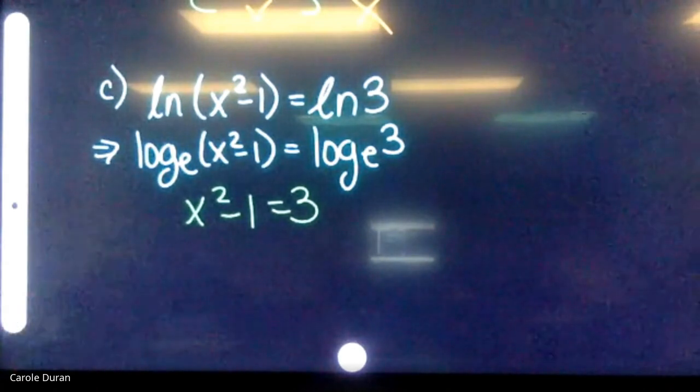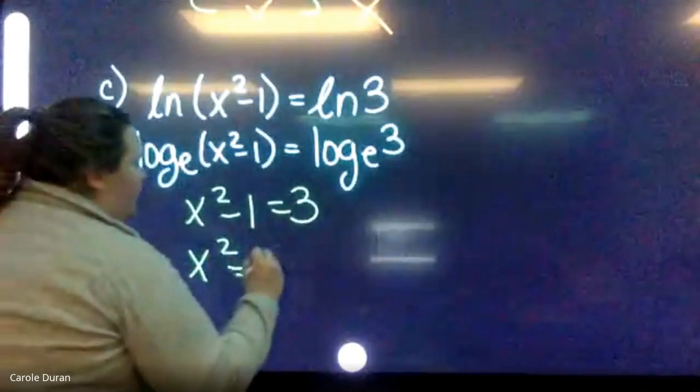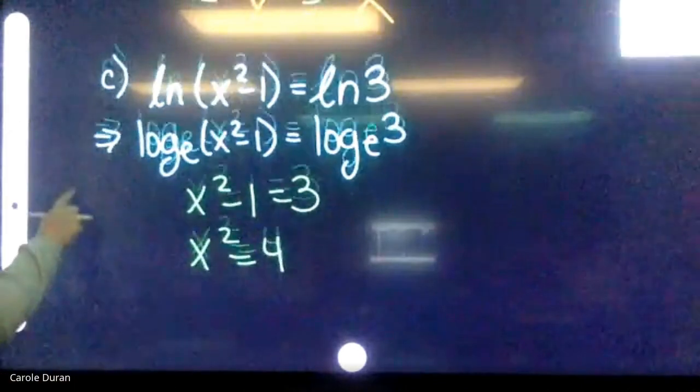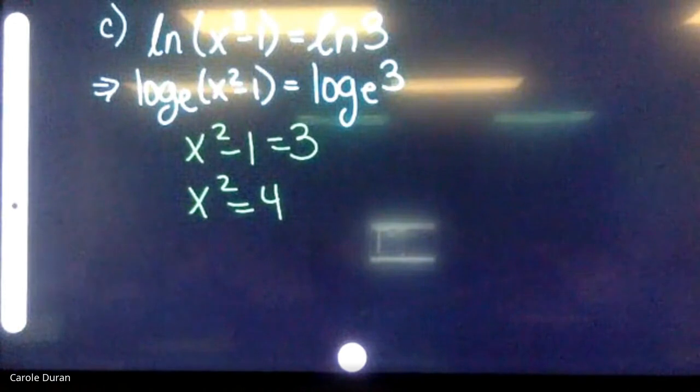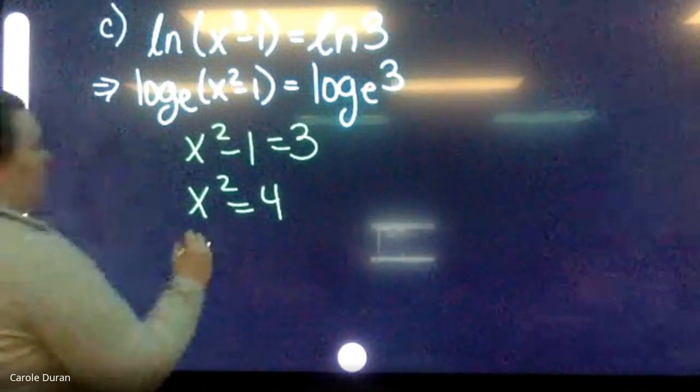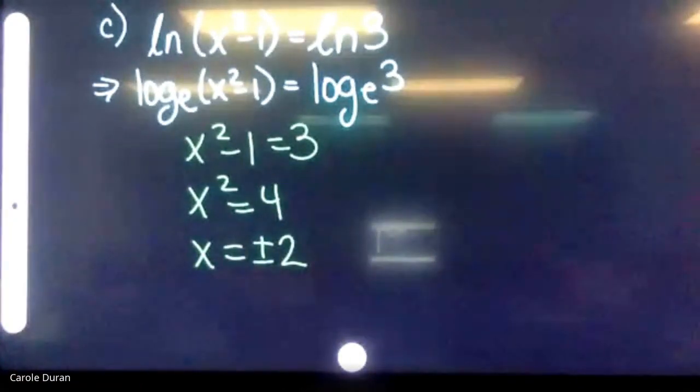What do I do from here? Add the 1 over, and I get x squared equals 4. And then square root both sides. For this one, because it is an equal sign, I'm going to take the positive and the negative square root of 4. So this gives me 2 answers, positive 2 and negative 2.